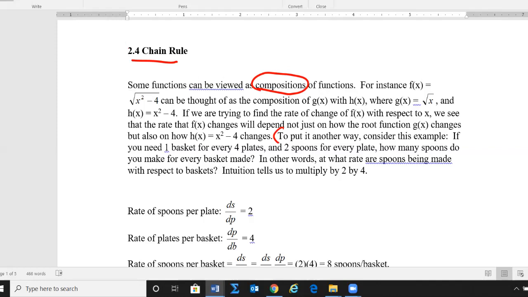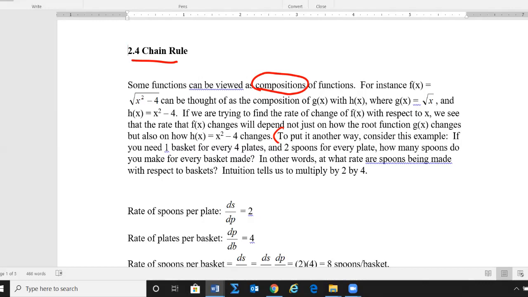Let's say you're packing baskets for selling, and the baskets have to contain numbers of plates, spoons, and things like that. Each basket might have to have 4 plates. Each plate needs 2 spoons to go with it. So the question is, how many spoons do you have to make for every basket?